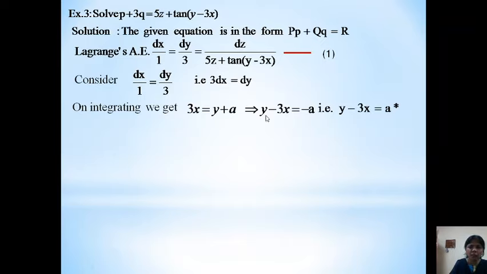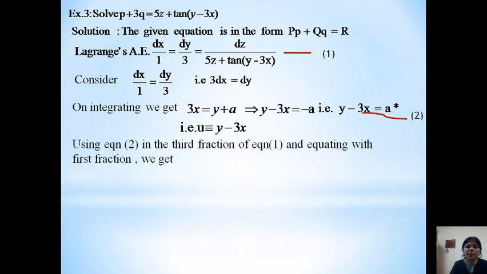Now you might be surprised why I have written it as y minus 3x. The reason behind this is I am observing the term y minus 3x over here, so I shall put this directly. That's why I am obtaining from this equation y minus 3x, which is minus a, and minus a is a constant, so I am denoting that by another constant a star. So what is the relation between a star and minus a? That is, a star is equal to minus a. Okay, now in this way we get the first solution.